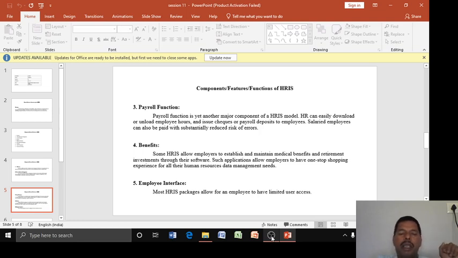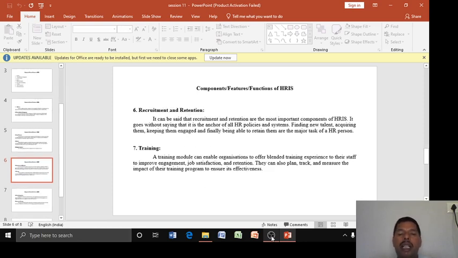Next, fifth one, employee interface. Most HRIS packages allow an employee to have limited user access. They have direct access to the system. If there is some error or some errors arise, then it can be tackled because the employee has an interface with such a system.